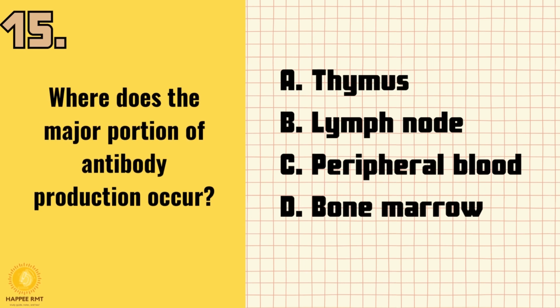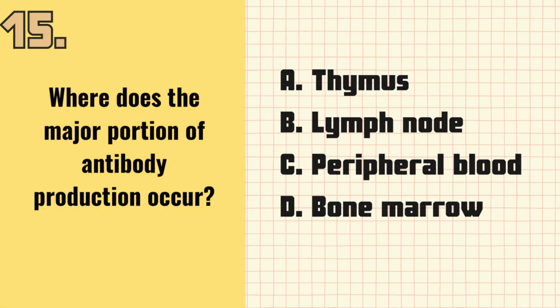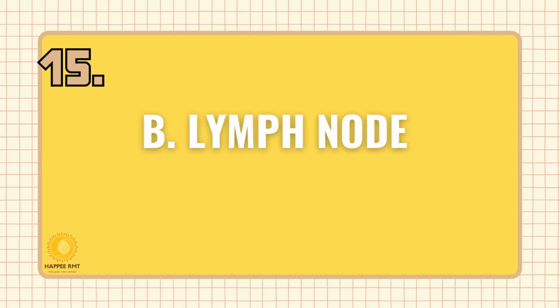Number 15. Where does the major portion of antibody production occur? A. Thymus. B. Lymph node. C. Peripheral blood. Or D. Bone marrow. Time's up. Answer is B. Lymph node.